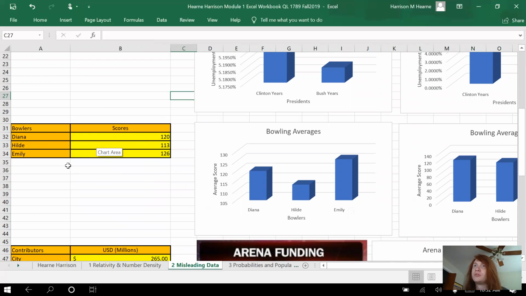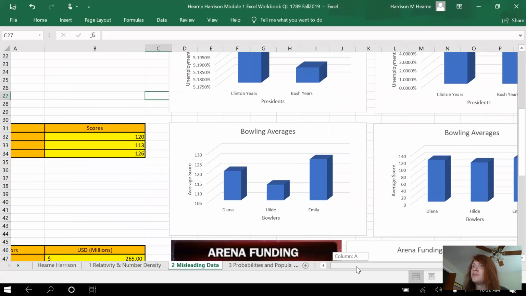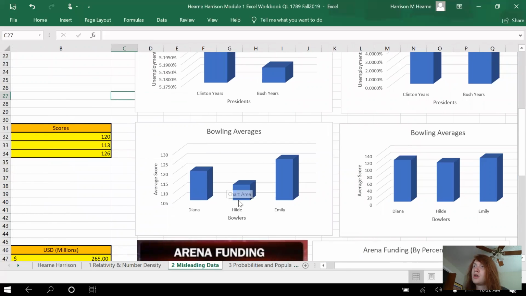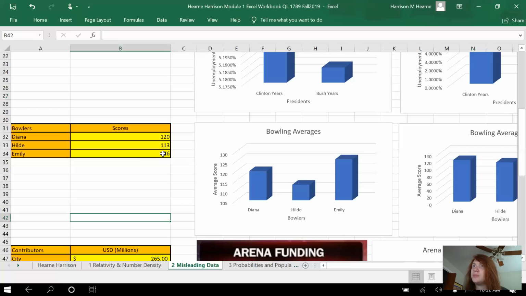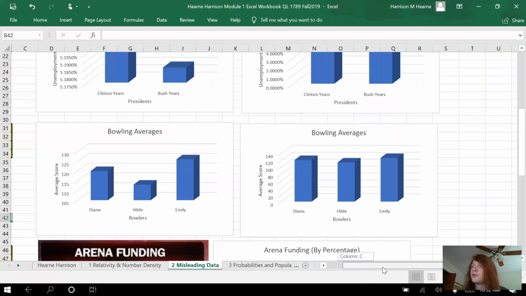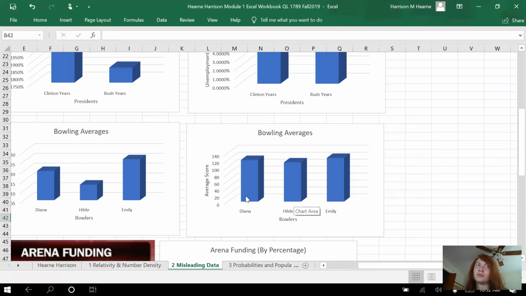So this is average bowling scores with Diana, Hilda, and Emily here. In the unfairly represented version of the graph, it looks like Emily is a much better bowler than the other two, and it looks like Hilda is the worst bowler. And although it is true that Emily is the best bowler and Hilda is the worst, it's nowhere near as much of a difference as it appears with this first graph. And you can see here on the second graph that has been represented fairly, that they are quite close together.